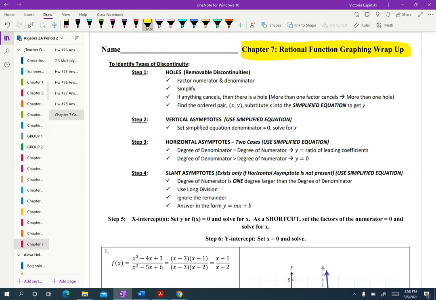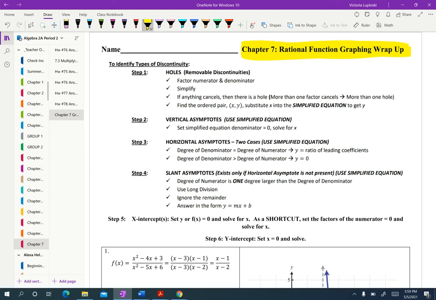All right, welcome everybody. We're going to go ahead and finish up our chapter 7 unit by talking about a little bit more graphing of rational functions. We're going to combine some of the topics we've already talked about, vertical asymptotes and horizontal asymptotes, with some of the algebra that we've been doing, the factoring and the simplifying and the restrictions, and then we're going to see how each of those different components relates to the graph.